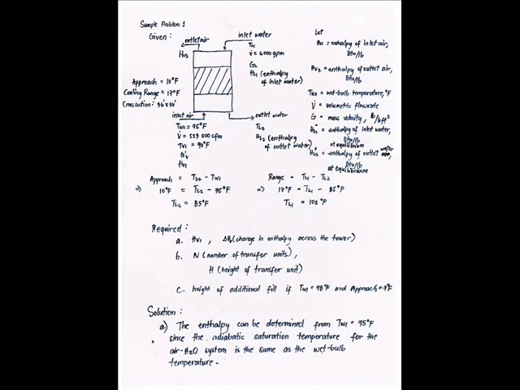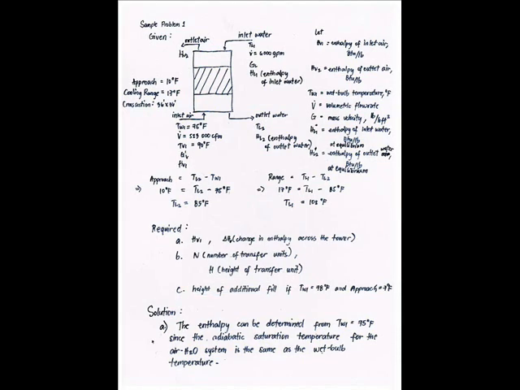Before we continue, we must first write what are the requirements in the problem, which are A. Change in enthalpy across the tower, B. Number of transfer units and height of transfer unit, and C. The height of additional fill if wet bulb temperature is 78 degrees Fahrenheit and approach is 7 degrees Fahrenheit. Now we go for the solution proper.